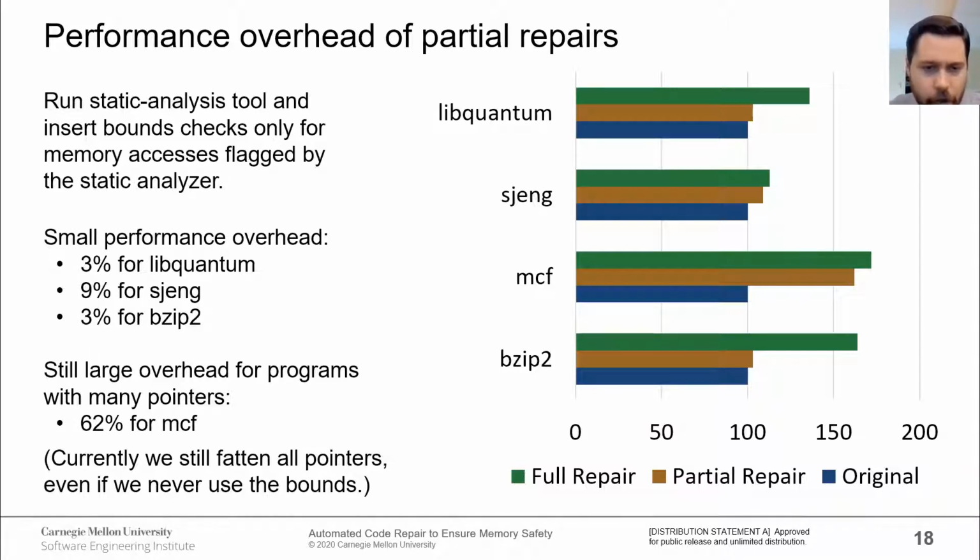And currently, we still fatten all pointers, even if we never use the bounds information to insert bounds checks. As future work on this project, we intend to change that so that we only fatten those pointers that we actually need to fatten in order to preserve the bounds information for bounds checks that we actually insert.